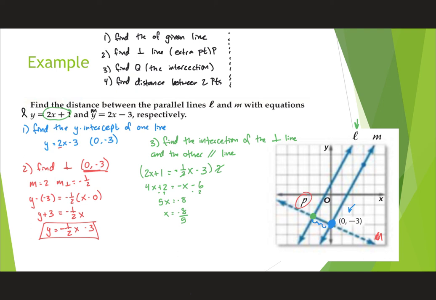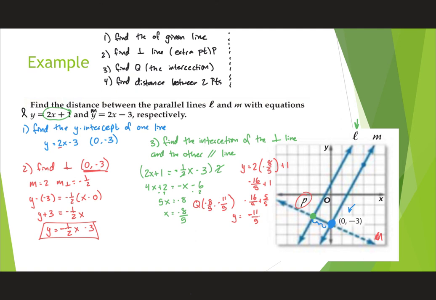And so I'm going to plug back into one of my equations and solve for y. I'm going to plug back into L for no other reason than because it's a simpler looking equation. But you could have plugged back into the perpendicular line. It doesn't matter. Whatever line you plug back into, you're going to get the same answer. So here's my L line. So y is equal to 2. I'm going to plug in my x. -8/5 plus 1. And I'm going to solve for y. And there is my point Q, or the intersection between the perpendicular line and the last parallel line.